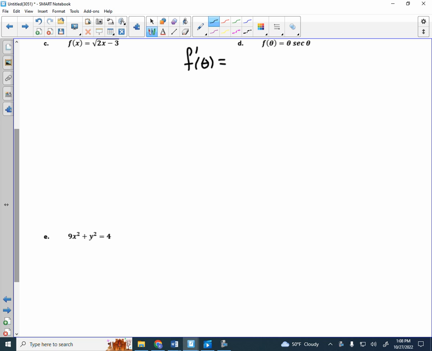So I have f prime of theta. So I take the derivative of theta, which is 0. No, 1. Okay. Times secant. So I get secant of theta plus theta times, and everybody remembers the derivative of secant. Secant tangent.